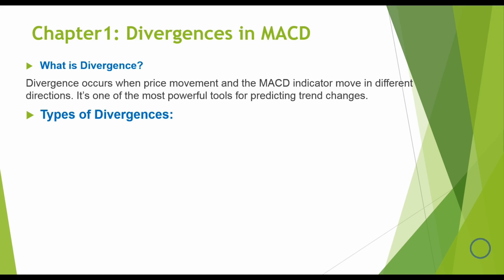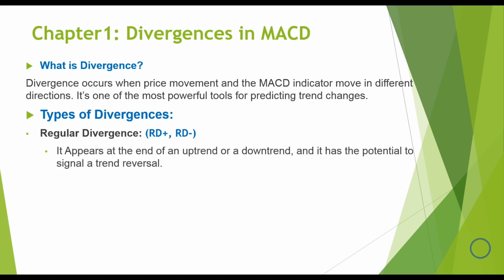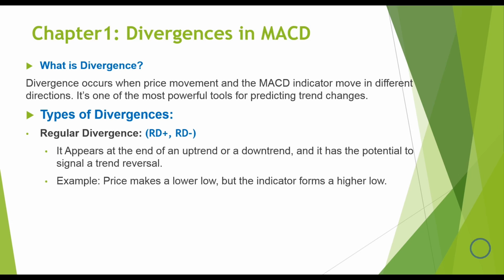Types of divergences: regular divergence, positive and negative. It appears at the end of an uptrend or a downtrend, and it has the potential to signal a trend reversal. Example: price makes a lower low, but the indicator forms a higher low.